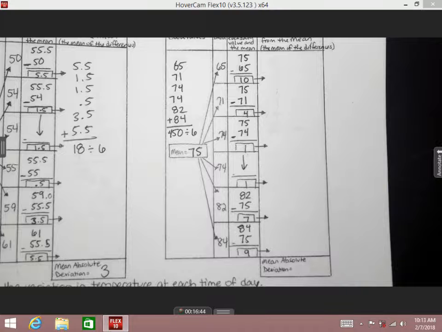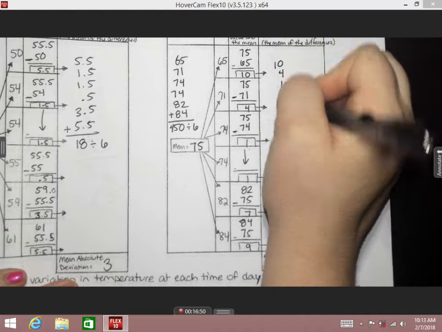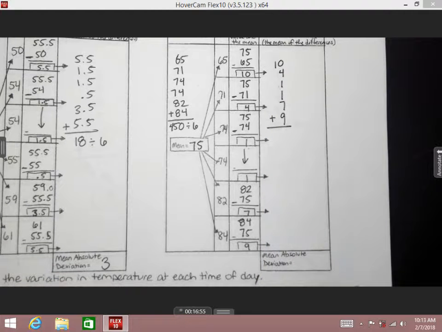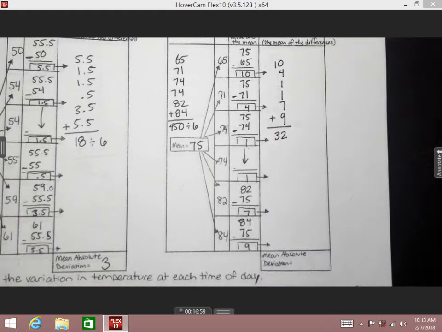All right, but that's not what it's asking us. We want to find the mean absolute deviation. So now I've got to find the mean again. So let's write out all those numbers: 10, 4, 1, 1, 7, 9. When I add them up this time, what do we get, Taylor? 32. And what do I have to still do to that 32?